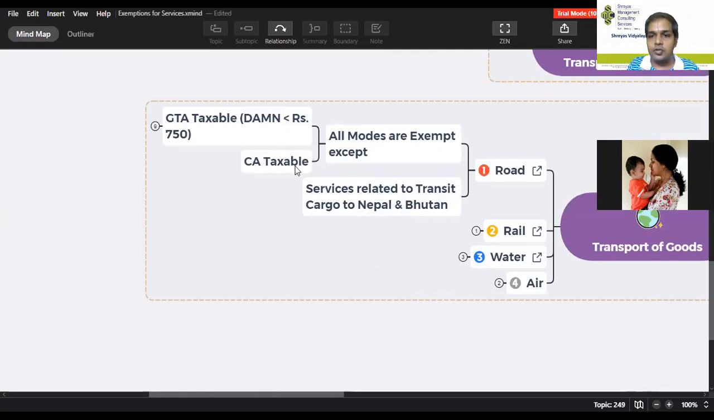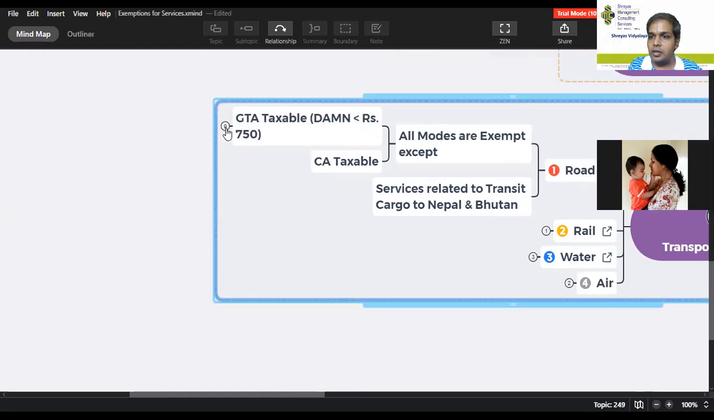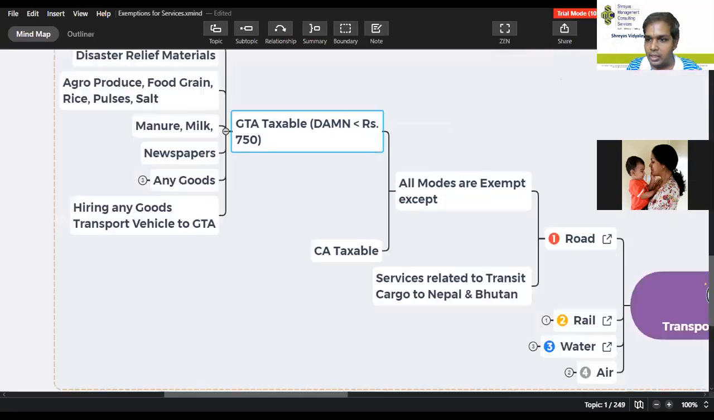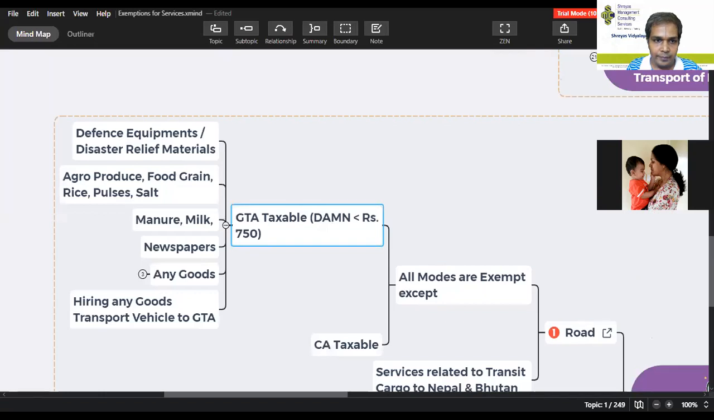Okay, what are those goods which are DAMN and for which the government has given exemption? So DAMN is broadly an acronym for these products. Okay, so you are looking at DAMN as the acronym. So first one is D. First D is for defense materials and disaster relief materials. Okay, so these two are exempt from GST. This is D, first one, defense and disaster.